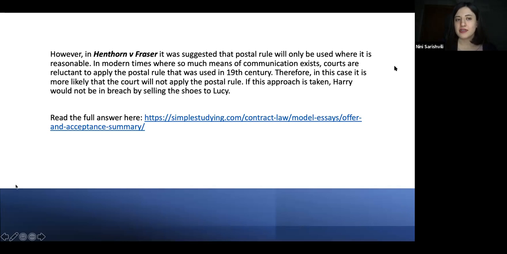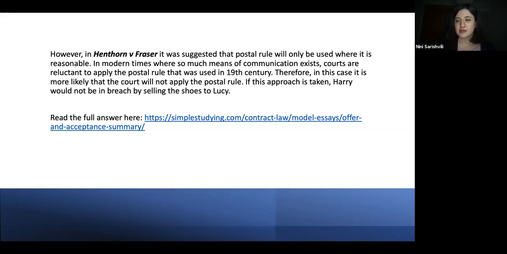However, in Hampton versus Fraser, it was suggested that postal rule will only be used where it is reasonable. In modern times, where so much means of communication exists, courts are reluctant to apply the postal rule that was used in the 19th century. Therefore, in this case, it is more likely that the court will not apply the postal rule. If this approach is taken, Harry would not be in breach by selling the shoes to Lucy.